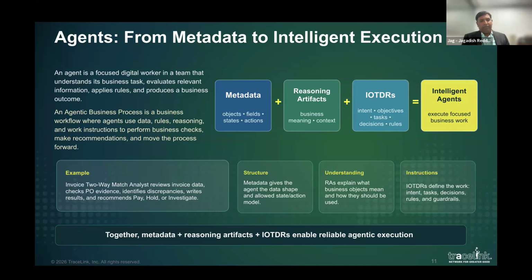And then the IOTDRs, that is the agent's intent, objectives, tasks, decisions, and rules, which it needs to work on. You define those, and we have built some starting IOTDRs, and we work with our customers to tweak them to their business users. IOTDRs are nothing but the business user's intent, objectives, tasks, decisions, and rules, which it performs every day.